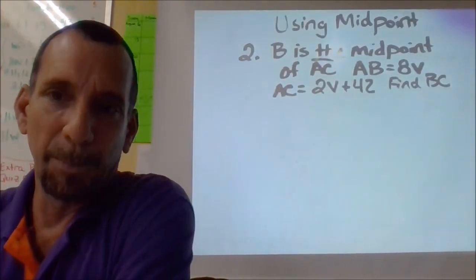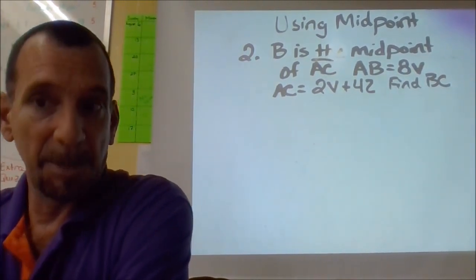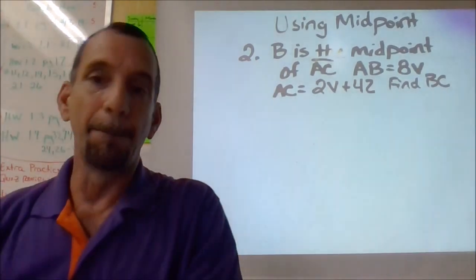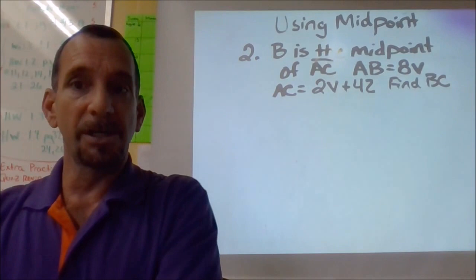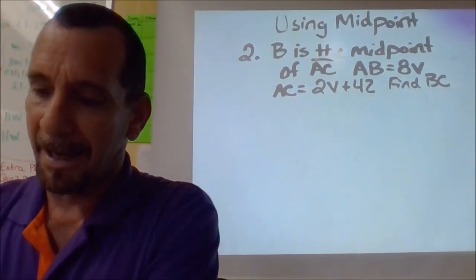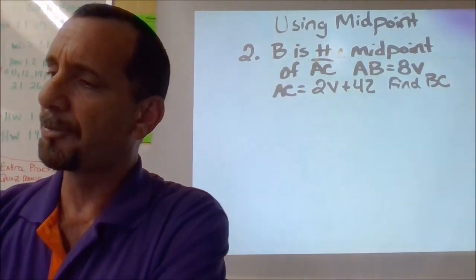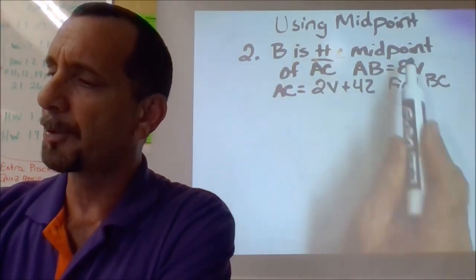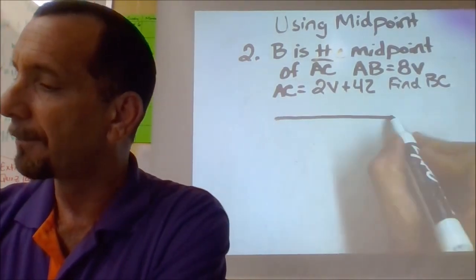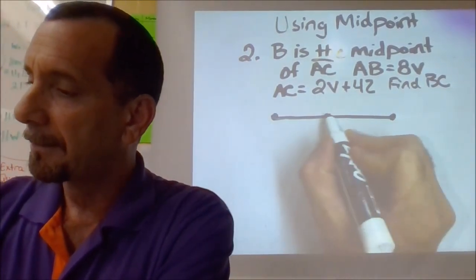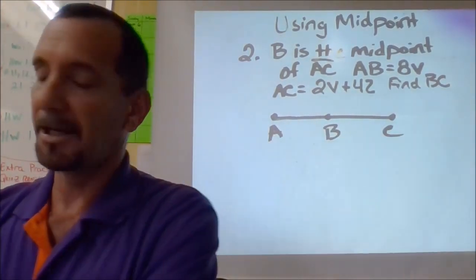Here we are with number 2. Number 2 is also a segment problem because we're looking for the midpoint of a segment. And we're given some information and we can easily draw a graph from that because I like to see what's going on. So let's just see. We're using midpoint. B is the midpoint of AC. Pretty easy diagram to draw. B is the midpoint of AC.